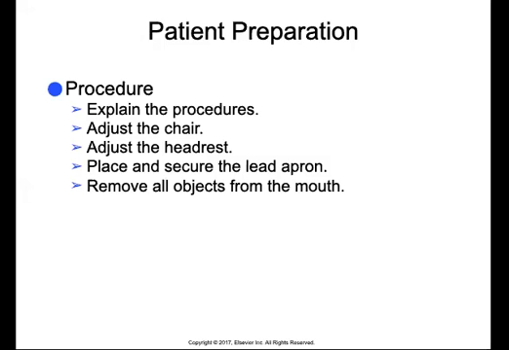So for patient preparation, the procedure includes, you'll want to explain the procedures, first of all, to the patient. Explain what it is that you're going to do and what teeth that you're going to be taking pictures of. Also, you want to adjust the chair such that their chin is level with the floor, and adjust their headrest so that you have that same result. Place and secure the lead apron and remove all objects from their mouth. So this includes any tongue piercings, lip piercings, gum, any retainers, any dentures, any partial dentures. Basically everything has to be removed from their mouth.